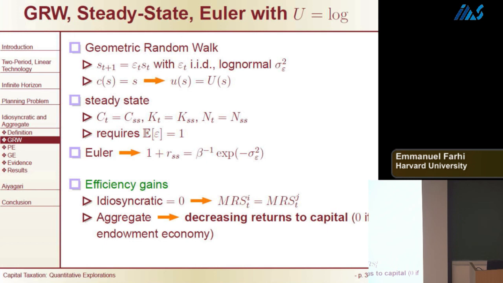Higher idiosyncratic risk, because people engage in precautionary savings, so they accumulate more capital. And if you have more capital, because you have a neoclassical production function, you have a lower interest rate. It's a very well-known feature dating back to Aiyagari.